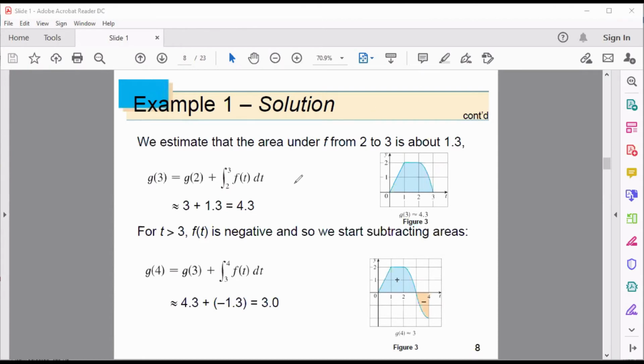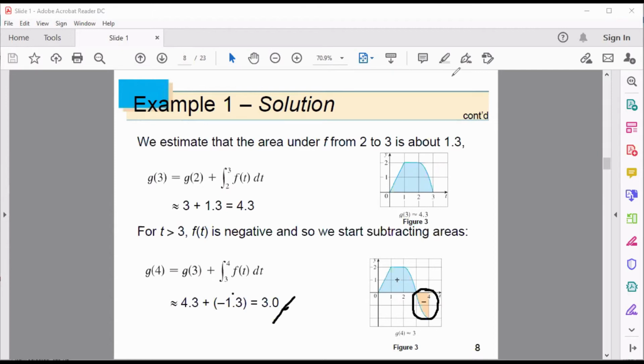Now, I try to evaluate g of 4. For g of 4, once again, I have to evaluate between 0 and 3. It was done before, plus this integral. However, be careful here. The function becomes negative. Since the function becomes negative, I have to evaluate this area and subtract it. Why? Because it's negative. Okay. This area is the same as the blue part between 2 and 3. That's why in terms of area, it's equal to 1.3. Then I have to subtract 1.3, which becomes 3.